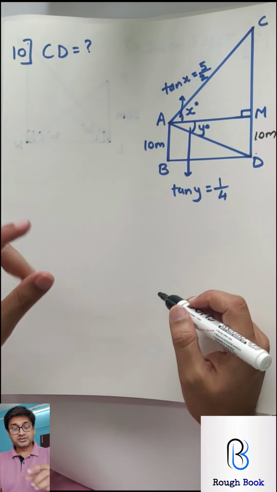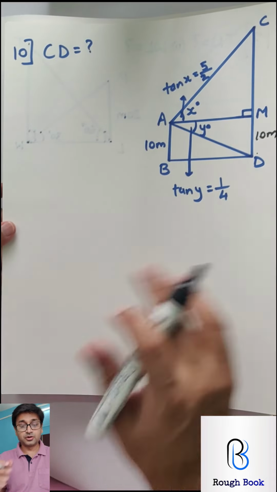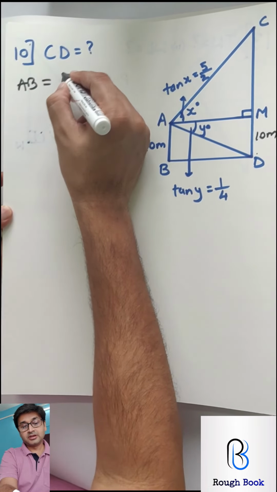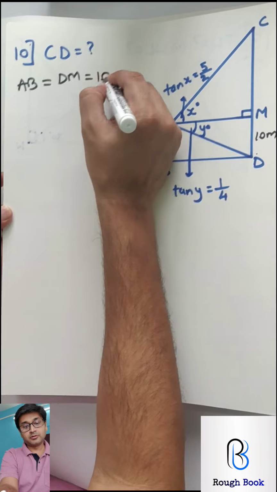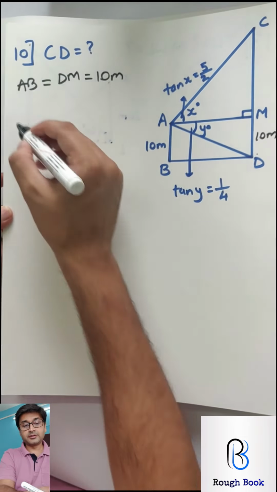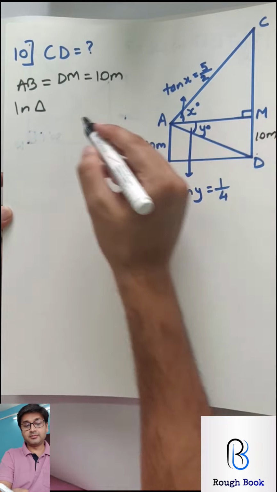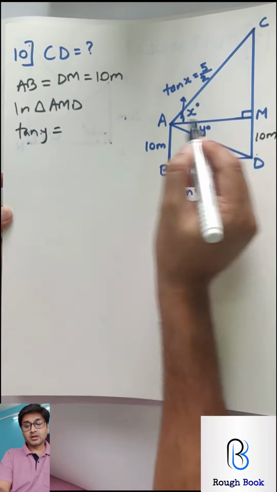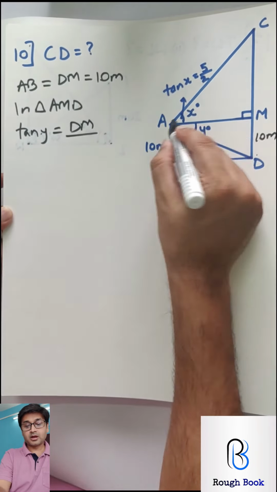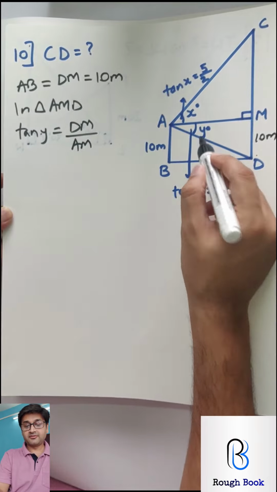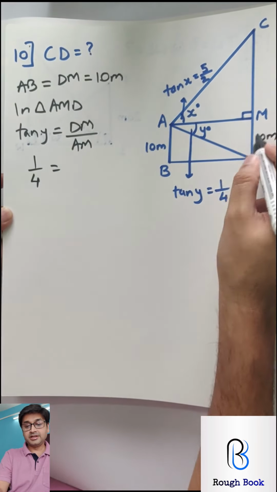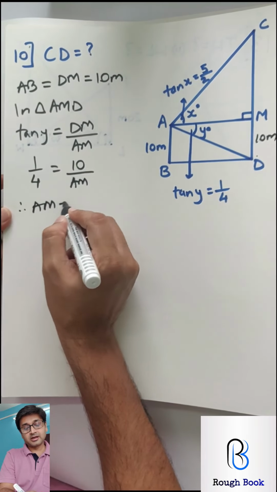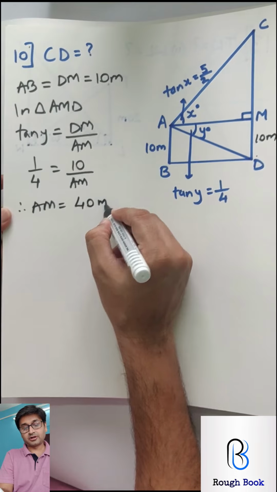Simple. Pause. Come on, try on your own. Don't be cheaters. Don't be fools. Come on your own. So first you will say AB is equal to DM is equal to 10 meters. So we got these two 10. Now in triangle AMD, you can say tan y is equal to DM upon AM. So tan y is 1 by 4, DM is 10, AM is unknown. Cross multiply and your AM will be there with you as 40 meters.